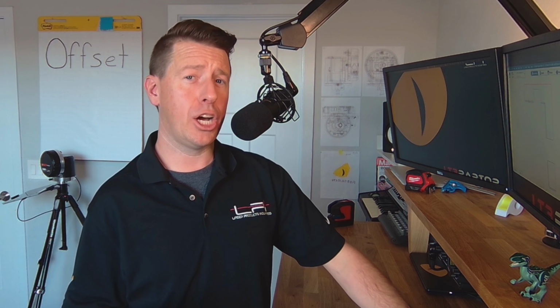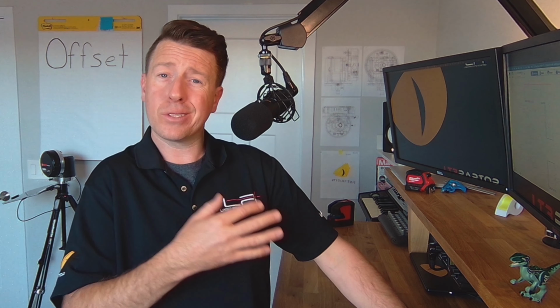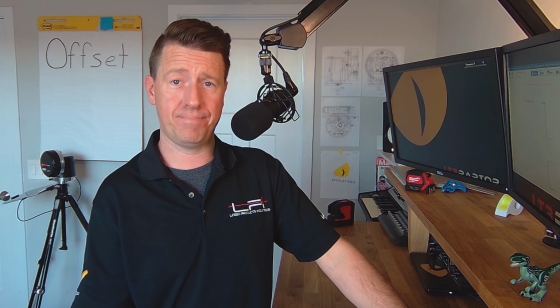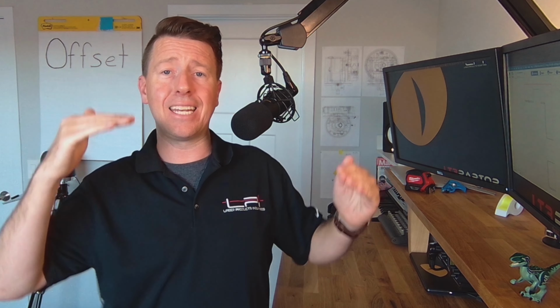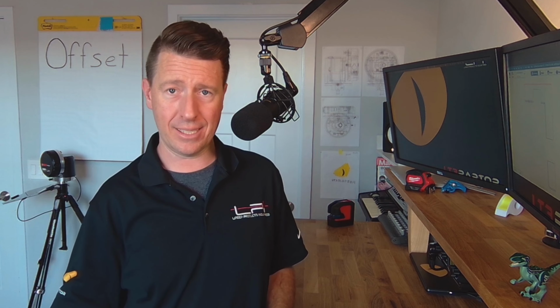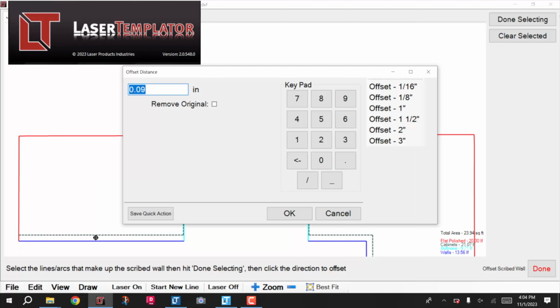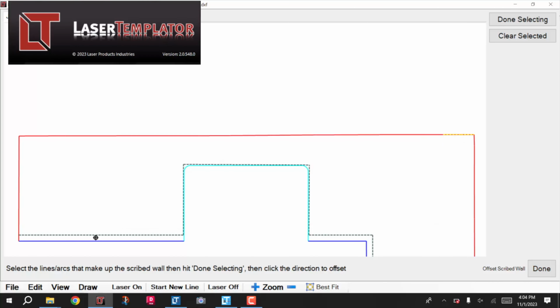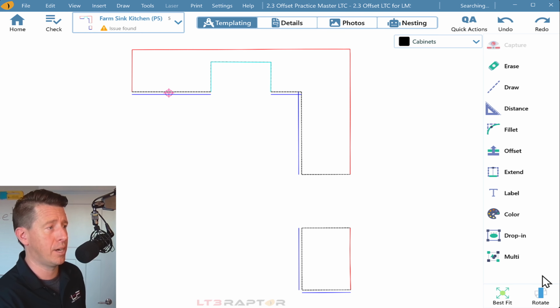Now let's offset a group of line segments. That group of line segments, sometimes we'll call that a polyline. Multiple connected line segments can all move as a connected group of entities. If you used our legacy LT app, this was called offset scribed wall. The big difference is now, thanks to edge detection, it's faster and easier to use. Let's go ahead and take a look by continuing on with the same project file.